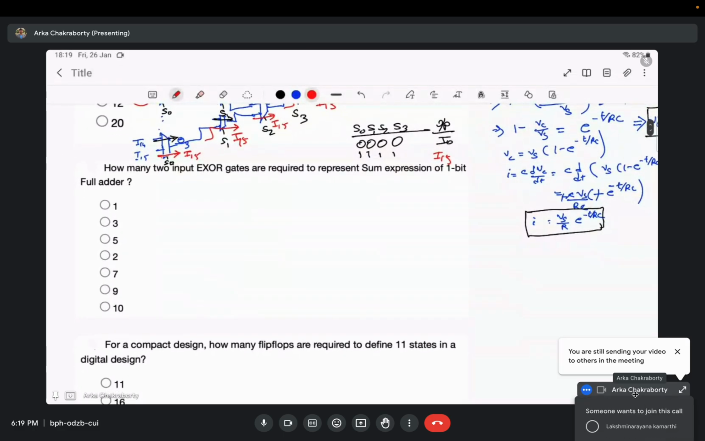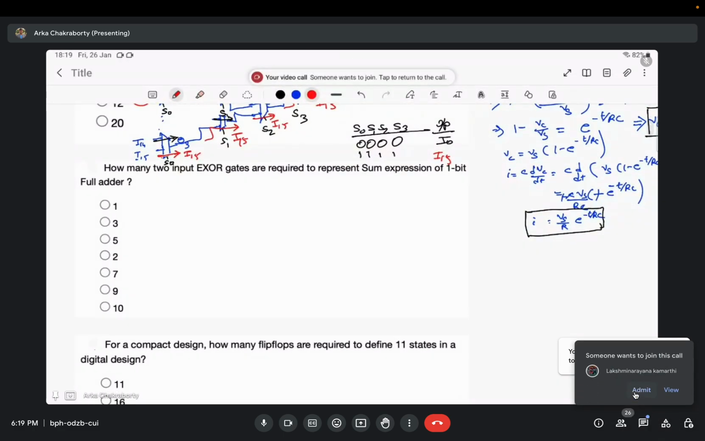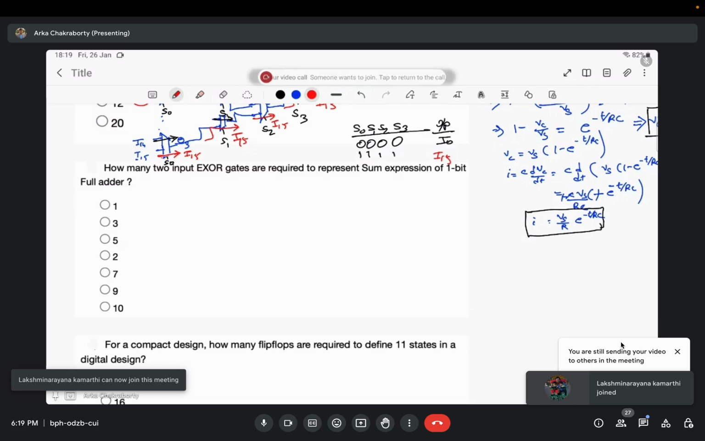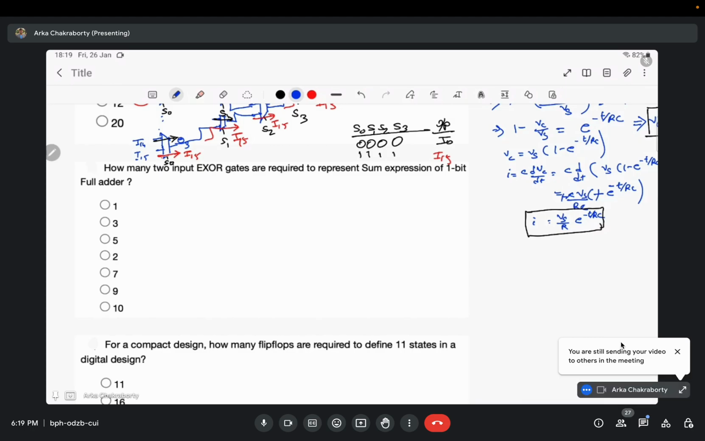Next question. How many 2 input XOR gates are required to represent the sum expression of a 1 bit full adder? We all know the expression of a 1 bit full adder. For sum it is A XOR B XOR C in, and for C out it is AB plus B C in plus C in A. So for sum I need, you can see, 2 XOR gates.